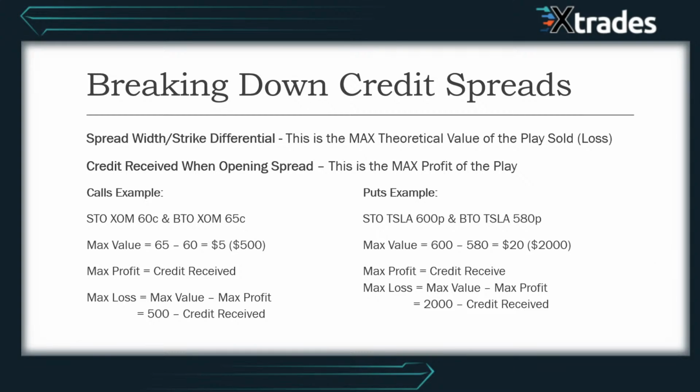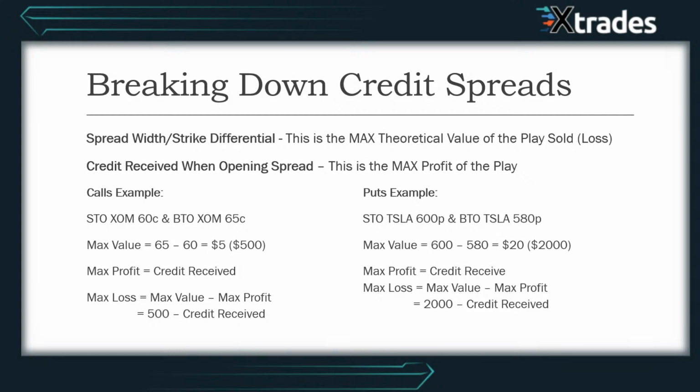So breaking down the credit spreads. The spread width, that's the difference between your two strikes, right? That's the max theoretical value of the play. So that's the total amount that you're risking on the play, right? And then the credit received when opening the spread is the max profit of the play. So when you are selling a credit spread, the amount that you receive at the beginning is already the most that you can gain from that play, right?